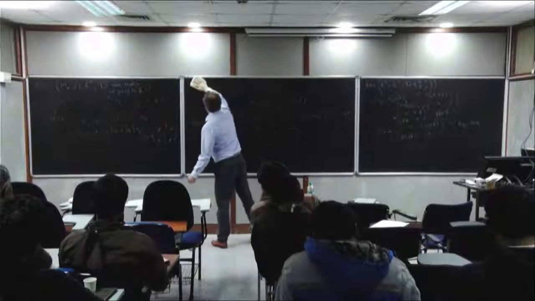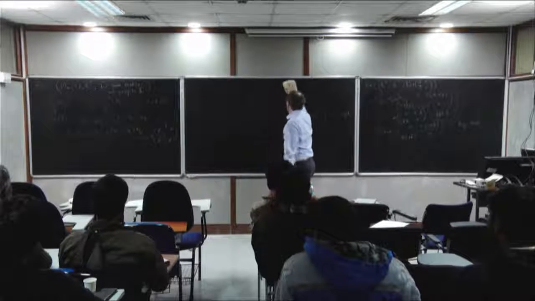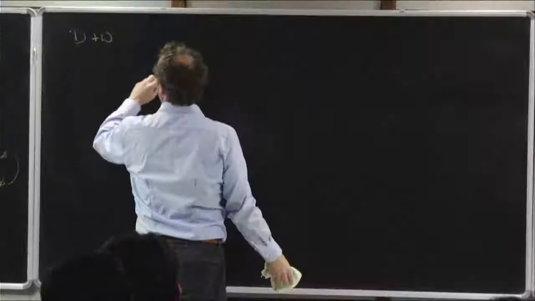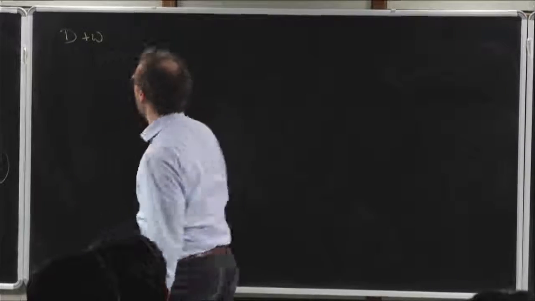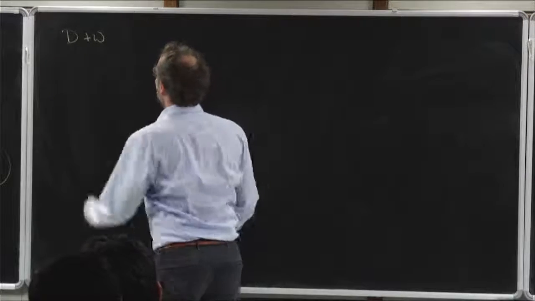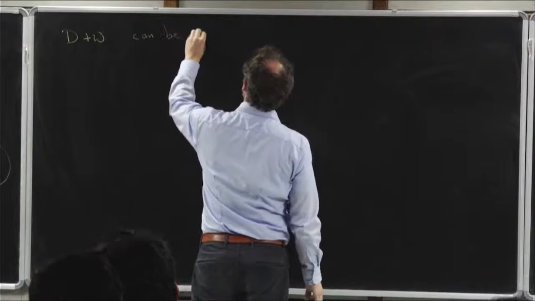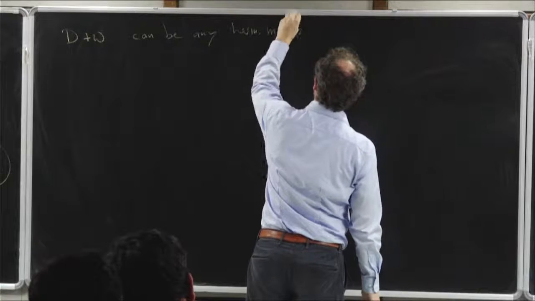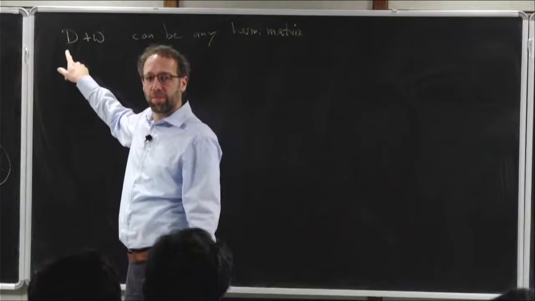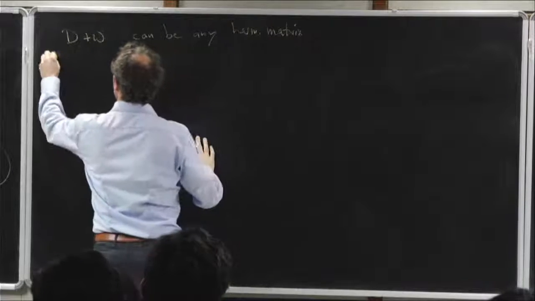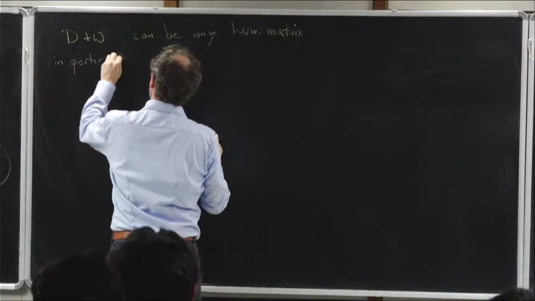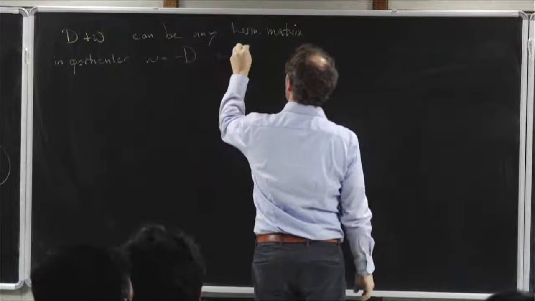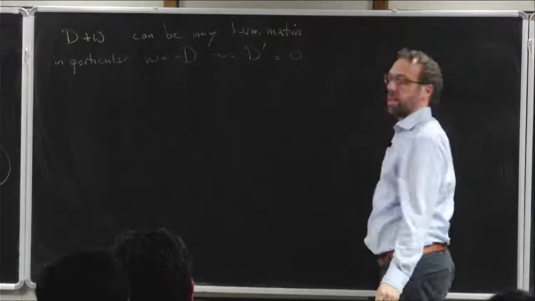But what does that mean? First of all, it means that D plus omega, the set of inner fluctuations, can be any Hermitian matrix. In particular, I can take omega to be minus D. So it can be the 0 matrix. Omega can be minus D, because that's a special case. So D plus omega, the fluctuated D prime, is 0.